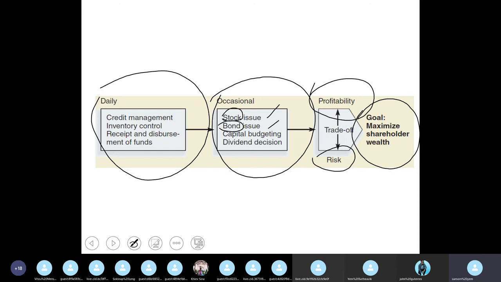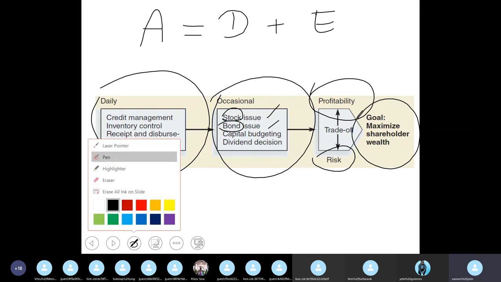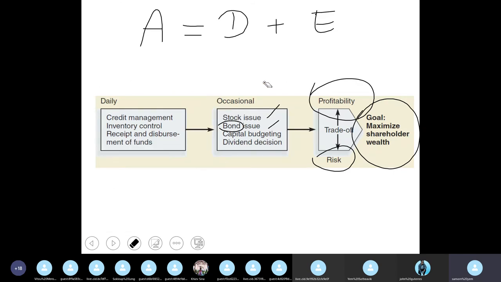It is a part of the financial sources in the capital structure. If we're talking about the capital structure, we start from asset equals debt or liability plus equity. This is called the capital structure.